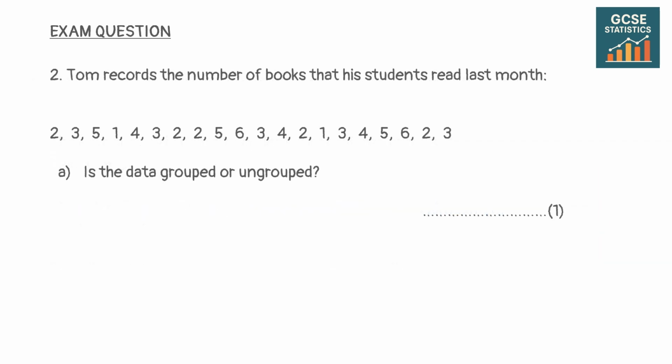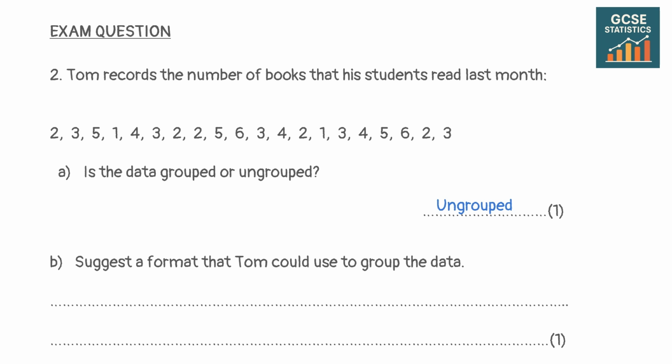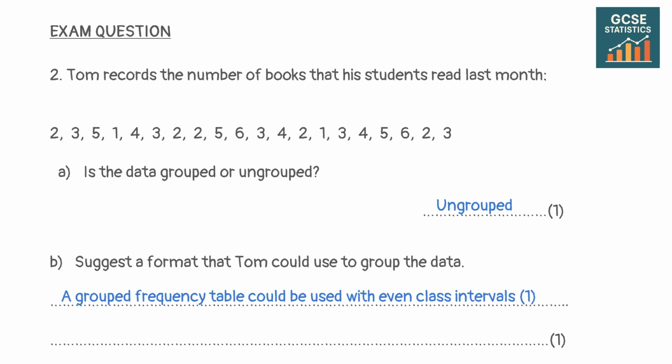Tom records the number of books his students read last month. Is the data grouped or ungrouped? I can see each individual data value containing the number of books, so this will be ungrouped data. For part B, the question asks for a format Tom could use to group the data. We earlier used the grouped frequency table, and we can do the same thing here, so that's all I'm going to put.